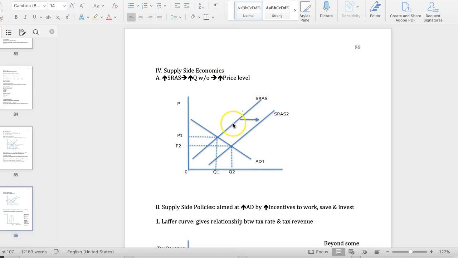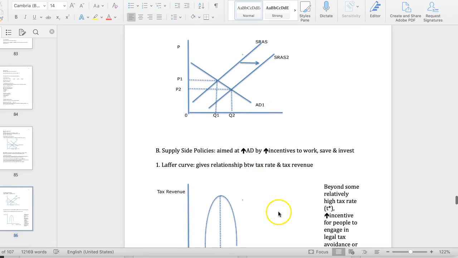So if we are originally at this level of short run aggregate supply, and there are policies in place aimed at increasing the short run aggregate supply, then we move from P1 Q1 right here to P2 Q2, where we have higher output, but our price has either gone down or has not changed at all.